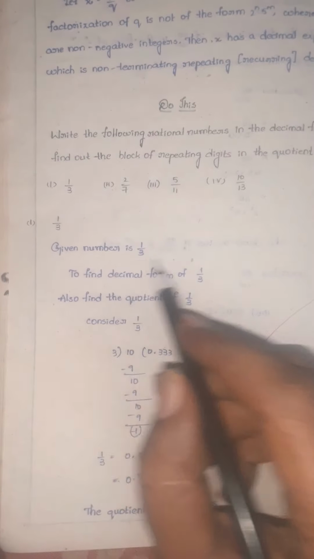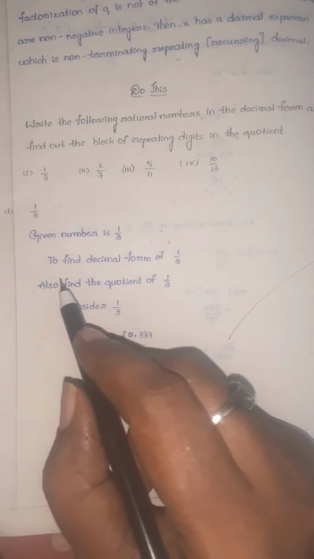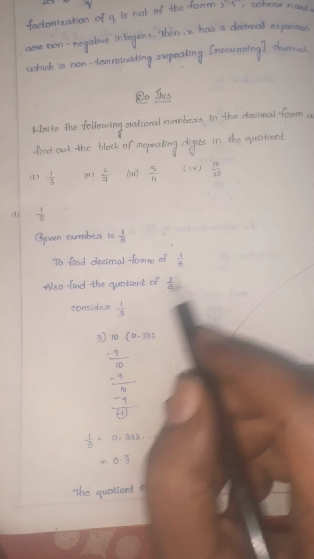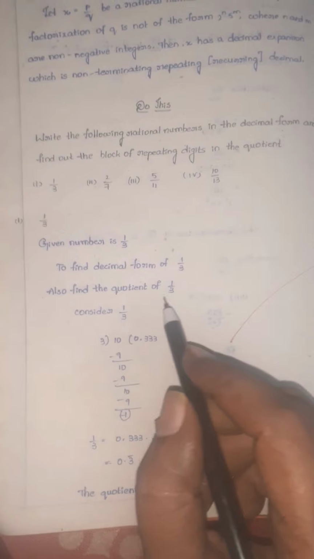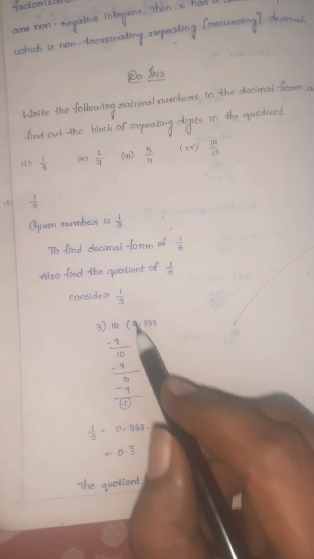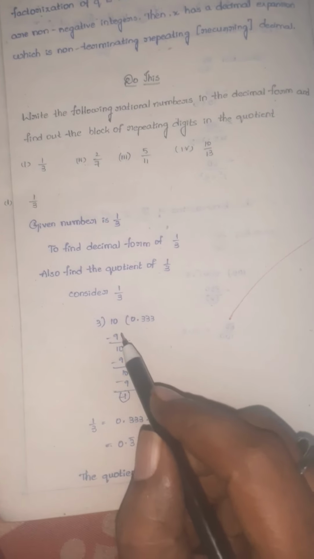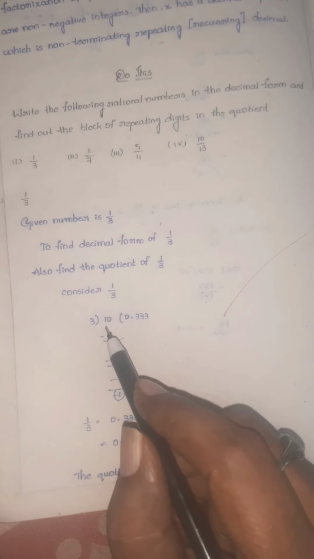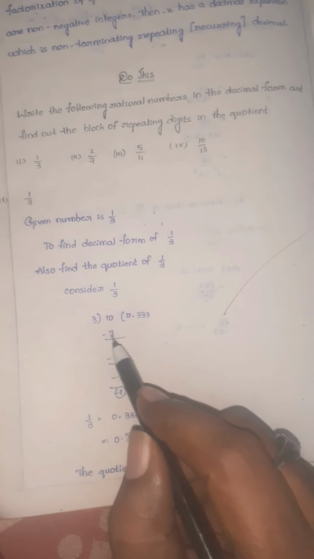So 1 by 3, first question. The given number is 1 by 3. It is asking to find the decimal form of 1 by 3, also find the quotient of 1 by 3. So consider 1 by 3. In the 3 table, 1 is not possible. That's why keep the point.